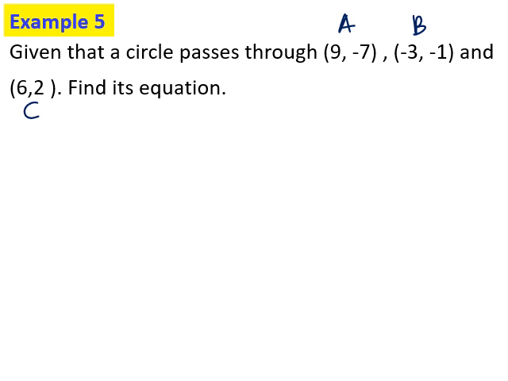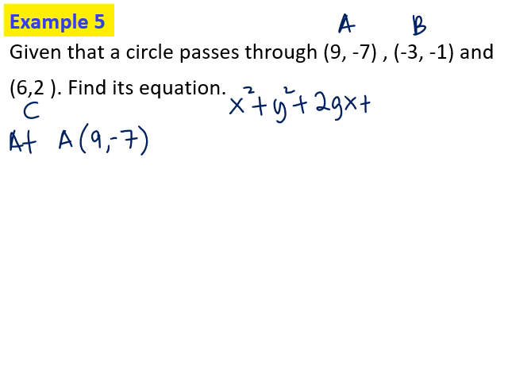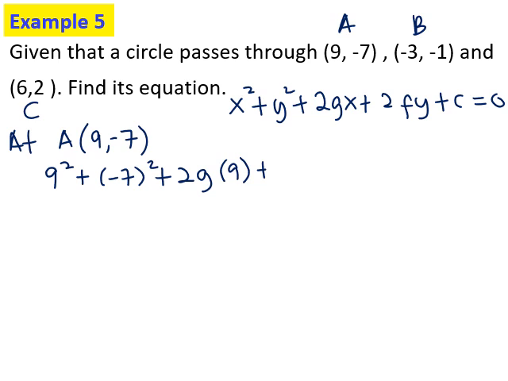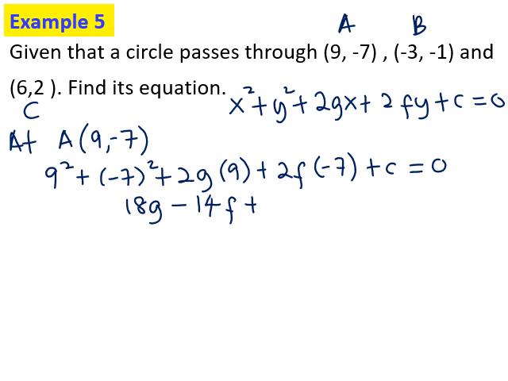Okay, we're going to start with the point A. So at point A, where we have (9, -7), we're going to substitute x equals 9 and y equals -7 into the general equation, which is x squared plus y squared plus 2gx plus 2fy plus c equals 0. So when you substitute, it will be 9 squared plus (-7) squared plus 2g times 9 plus 2f times -7 and then plus c equals 0. If you simplify this equation, you will have 18g minus 14f plus c equals -130. Let's say this is our first equation here.